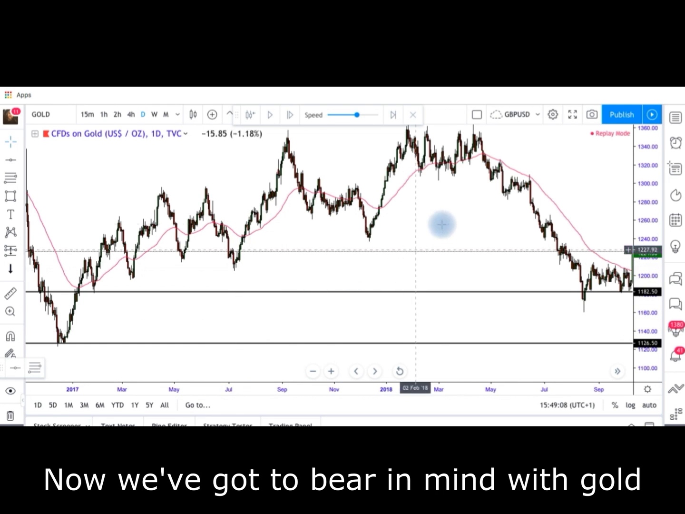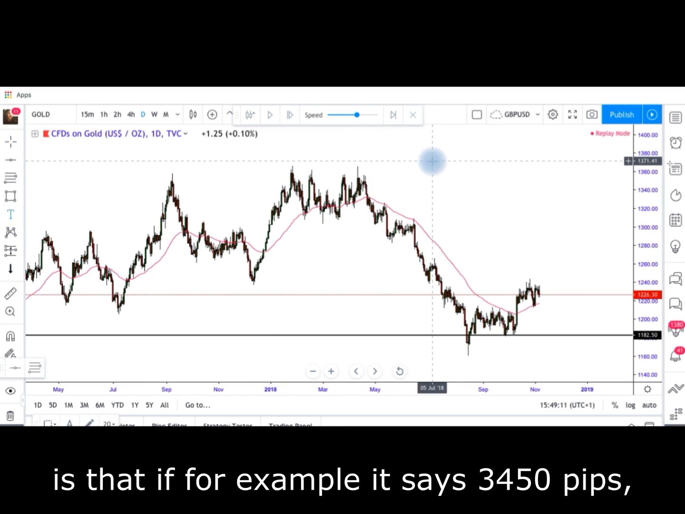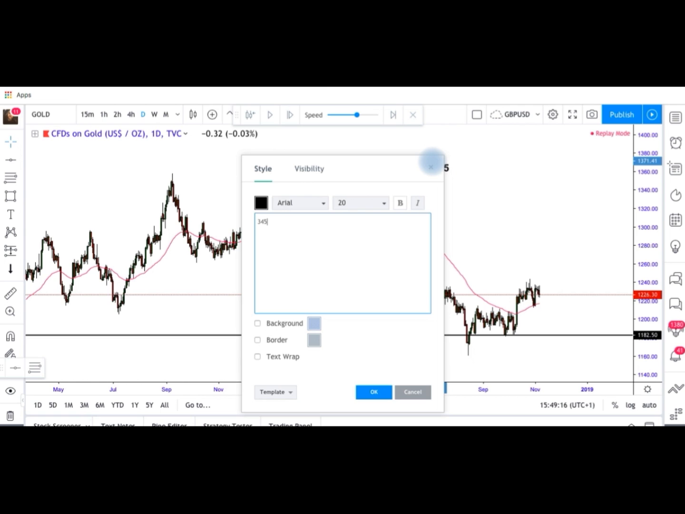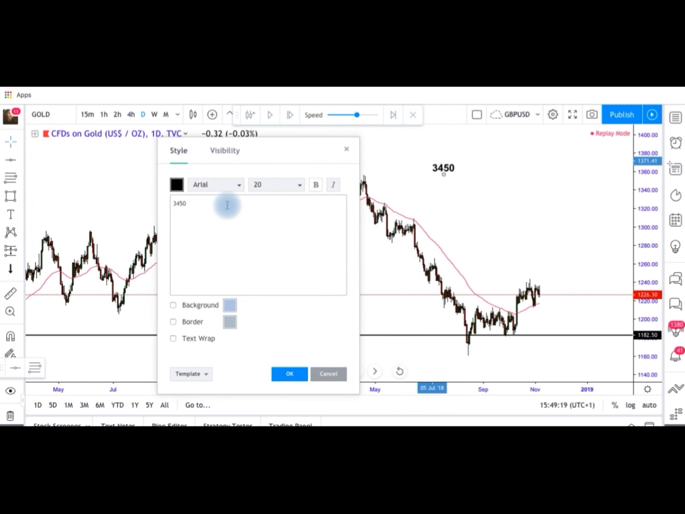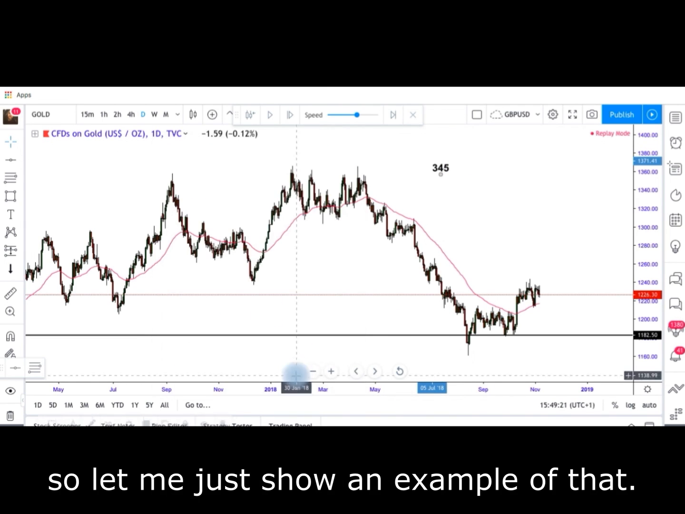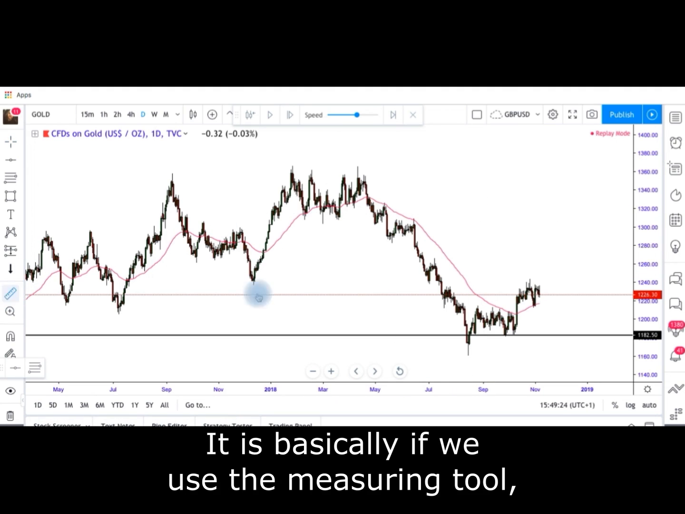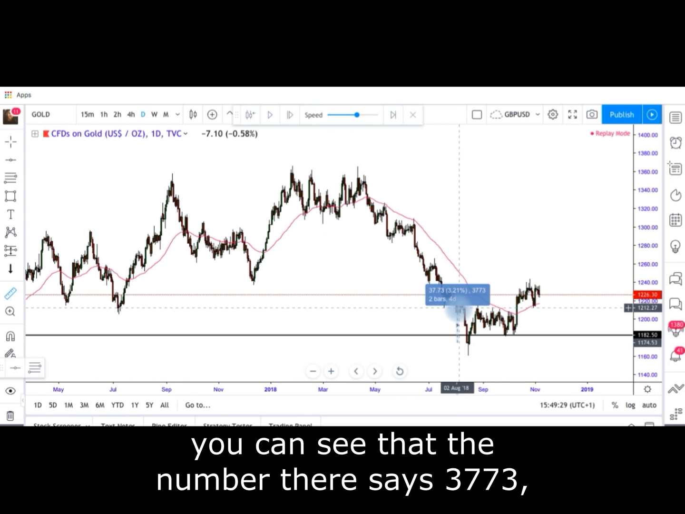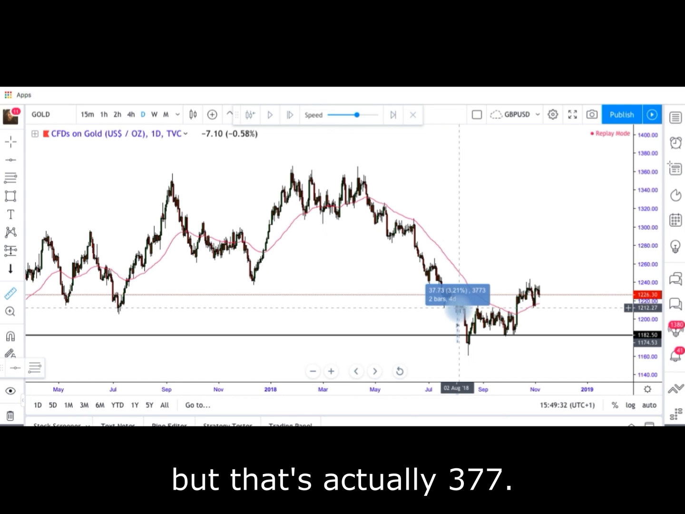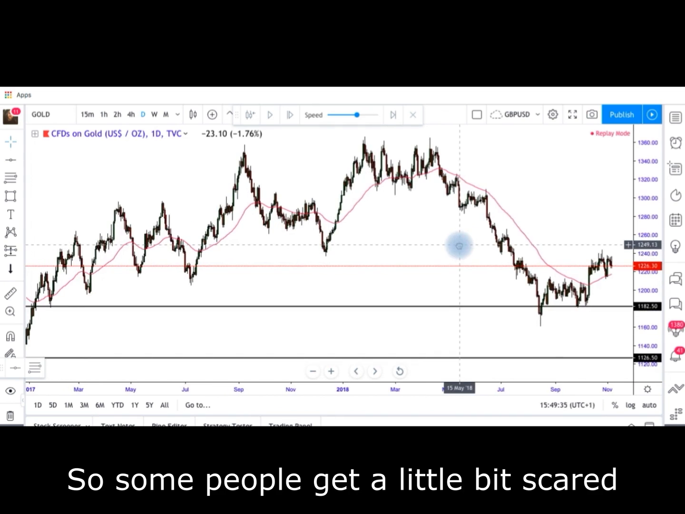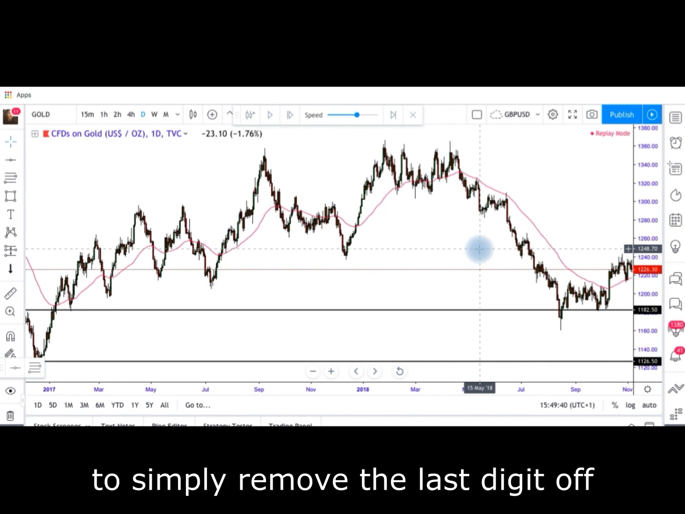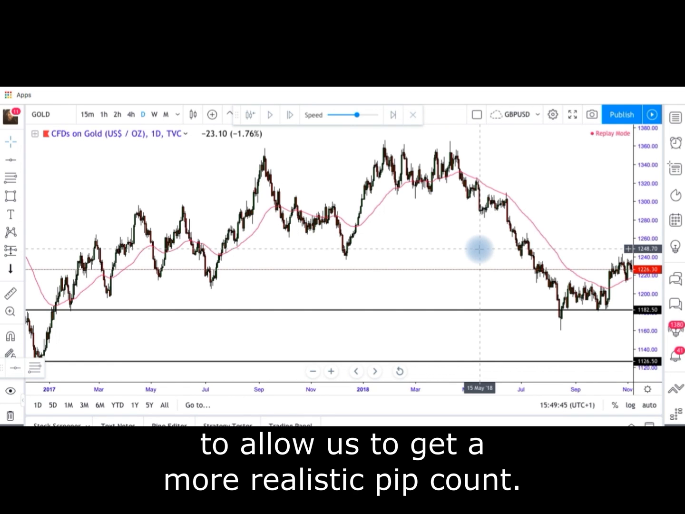Now we've got to bear in mind with gold that if, for example, it says 3450 pips, we simply have to take the zero off it. So let me show an example of that. If we use the measuring tool and go from here to here, you can see that the number there says 3773, but that's actually 377. Some people get a little bit scared and intimidated by trading gold, simply because it seems like a lot of pips, but it's not. We just remove the last digit to get a more realistic pip count.